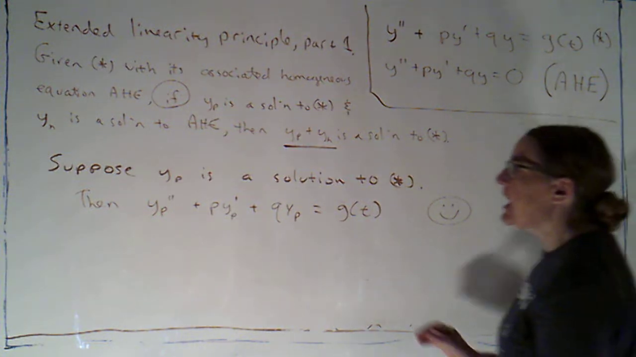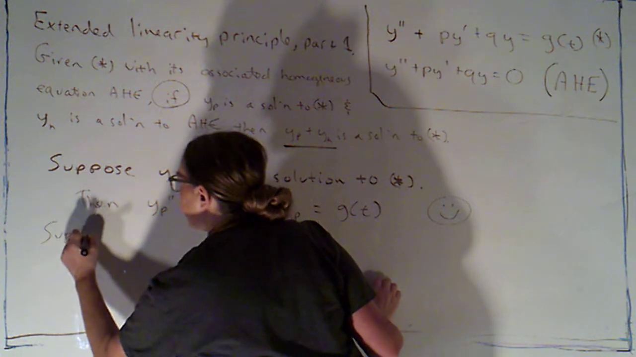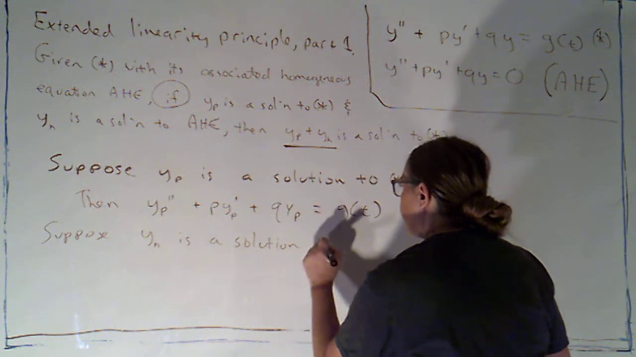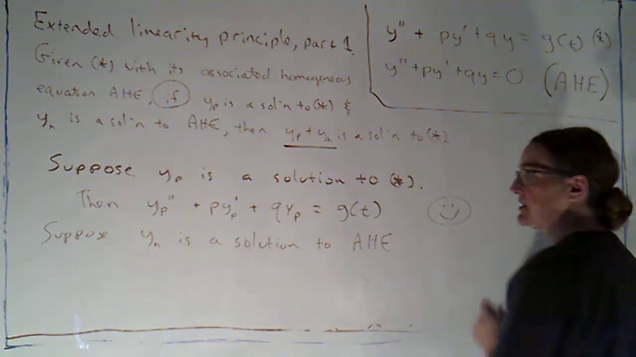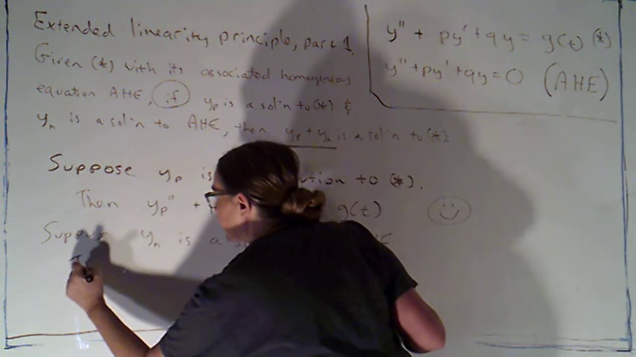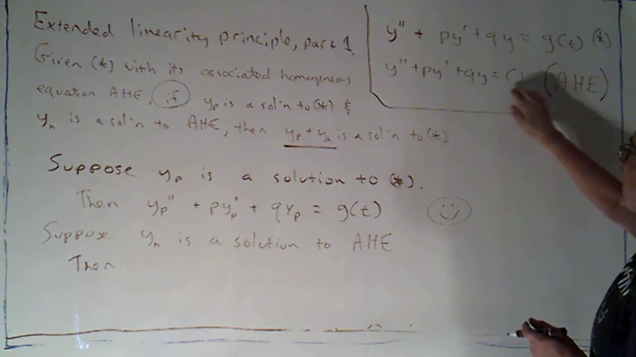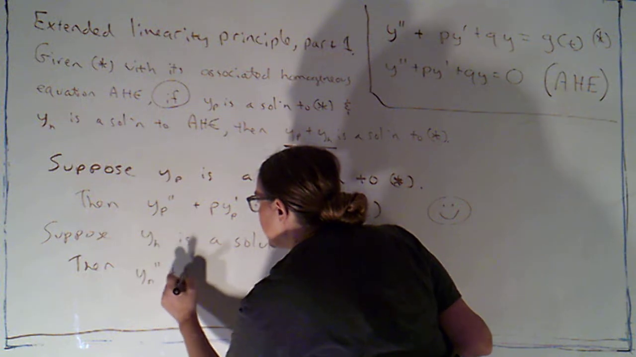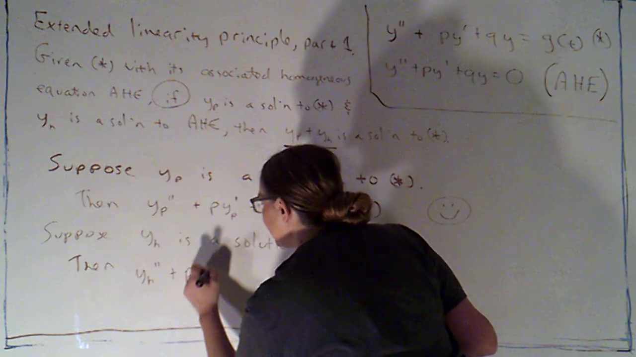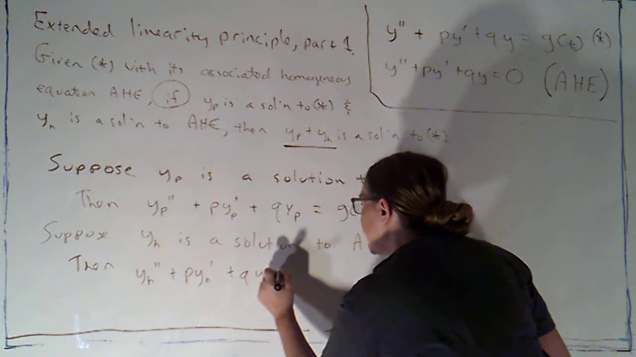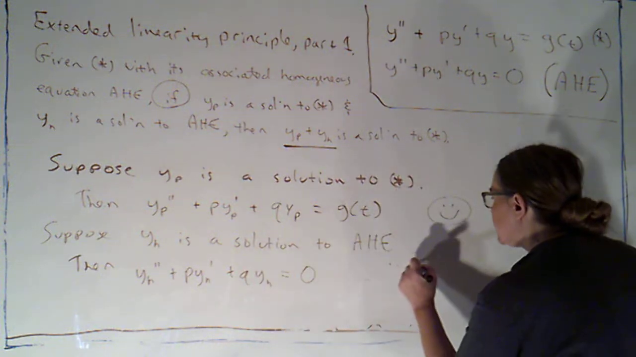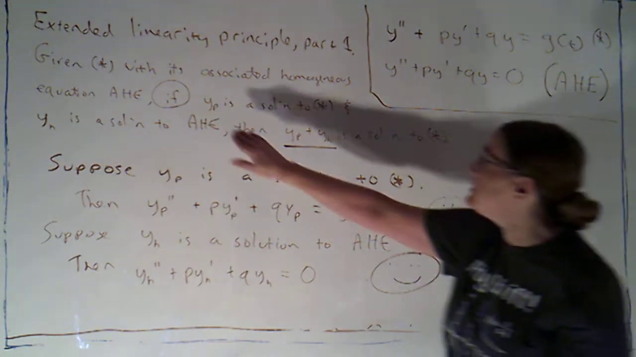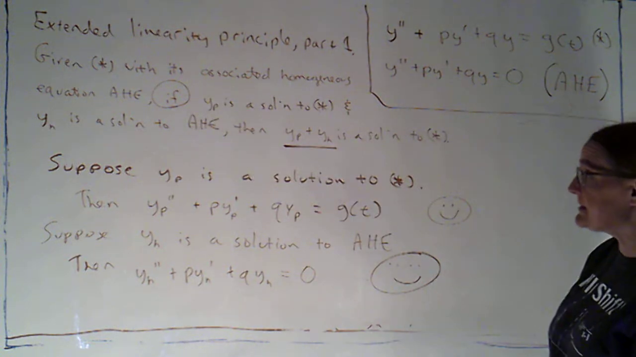I'm going to just call that smiley face because I think I'm going to need to refer back to that later. Okay. All right. I'm also going to suppose that y sub h is a solution to the associated homogeneous equation. Then what I know is that when I plug in y sub h here, I get a true equation. So y sub h double prime plus p y sub h prime plus q y sub h is going to equal 0. I also know that's true, and we'll just refer to that as monster. So I have supposed the if parts. Okay, there were two things to suppose.